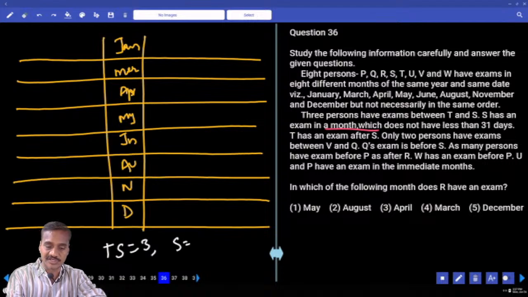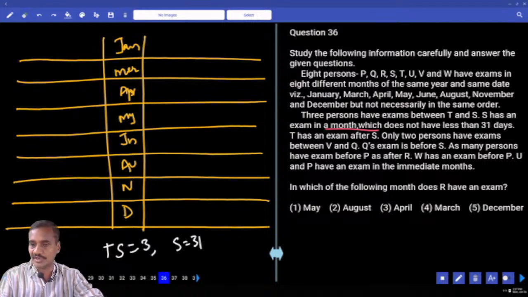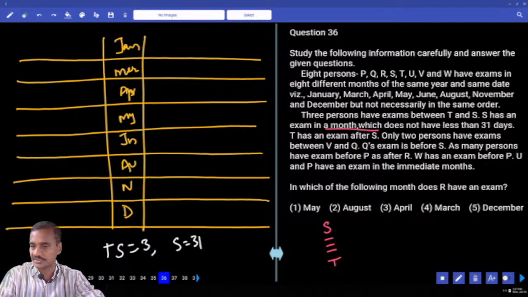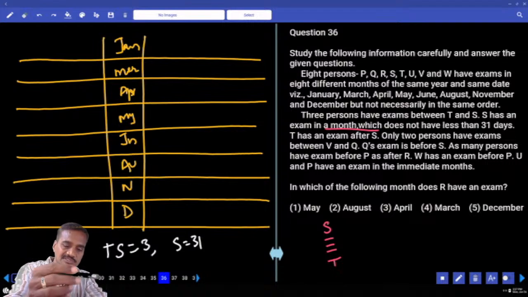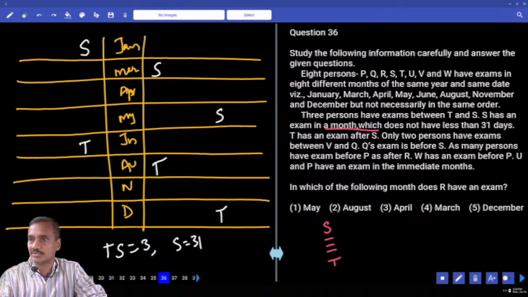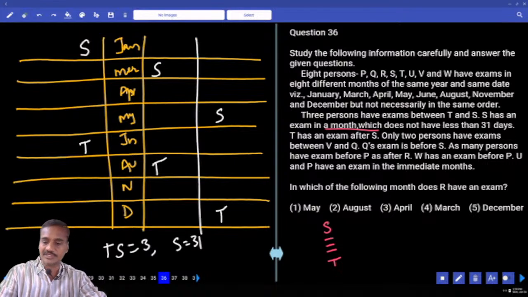Hence S, let us take it as 31. As of now, we cannot represent. And T has an exam after S. Between S and T, there must be exactly 3. Shall we start with this S now? If S is 1, 2, 3, T will be here. In the next case, if S is here, 1, 2, 3, T will be here. And in the next case, if S is here, 1, 2, 3, T will be here. So we get 3 possibilities. From 5, we have reduced this to 3.